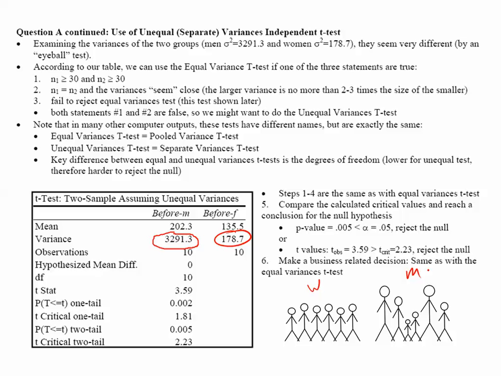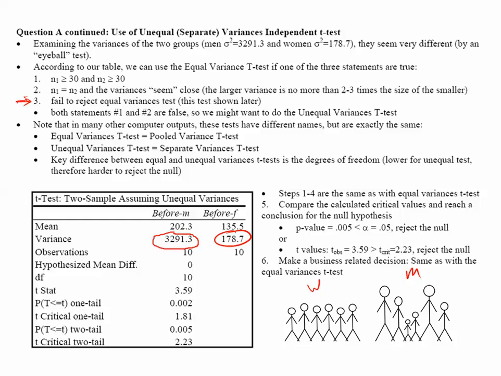According to our table, we can use the equal variance t-test if one of the three statements are true. I want to add a fail-safe to this, that every time we see that we have an independent sample, let's run a test of whether the variances are equal. And we're going to do that using an F-test. If the sample size is large for both of them, we can get away with an equal variance t-test. If it looks like the variances are relatively close, we can use an equal variance t-test, but both of these are a little bit subjective.